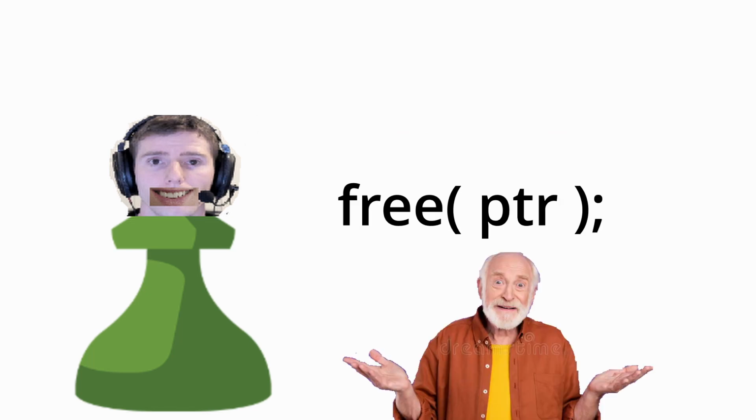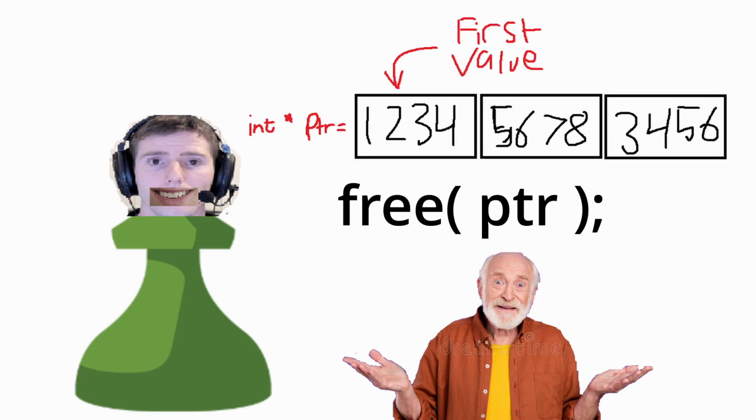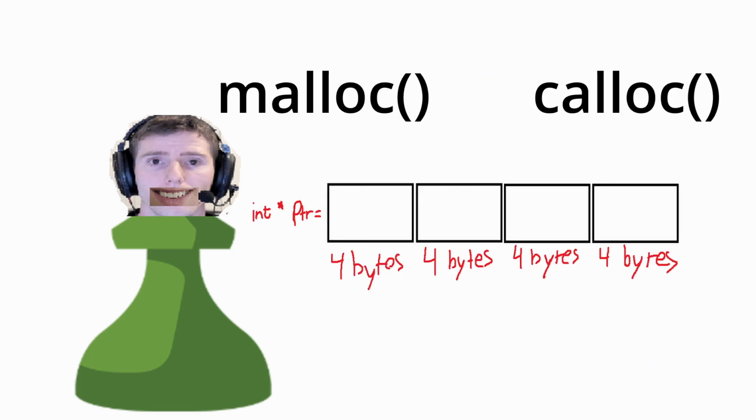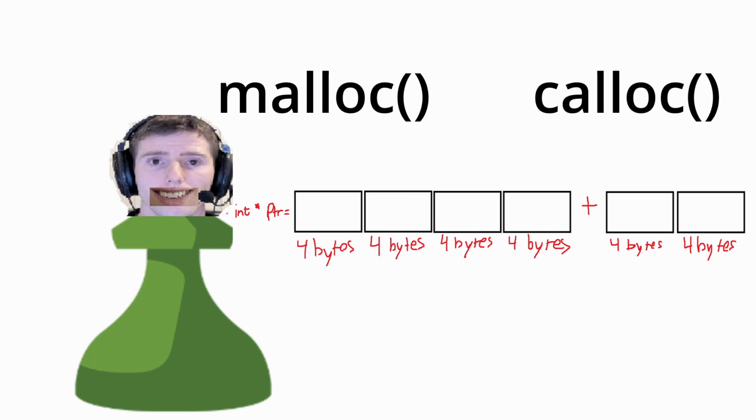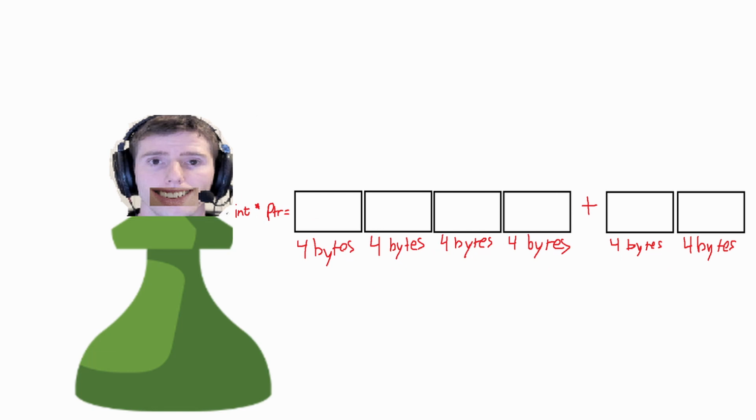But how does the free function know when the block actually ends? I mean, we only give it the first address of it, since it is what the pointer is pointing to. It knows this because whenever we allocate memory in the system, it actually allocates more than what we asked for. In the extra bytes, it stores information like the size of the block, and this is what the free function uses.